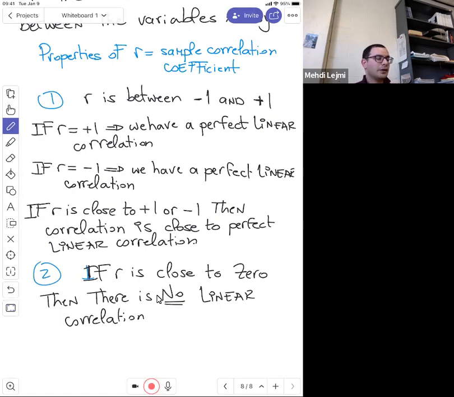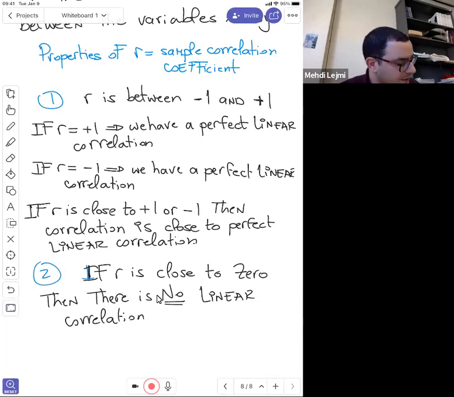Now, if you're very close to 0, it means you don't really have a linear correlation. If your number is close to positive or negative 1, then you are close to a perfect linear correlation. There's a difference between positive R and negative R. If R is positive, you have a positive linear correlation, like your line is going to go up. If R is negative, then you have a negative linear correlation. In other words, your line is going to go down.